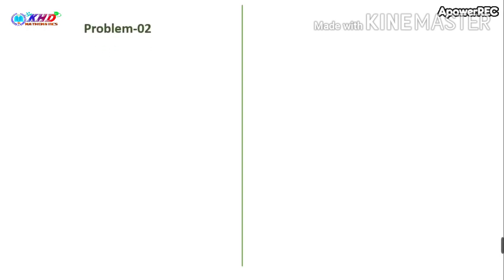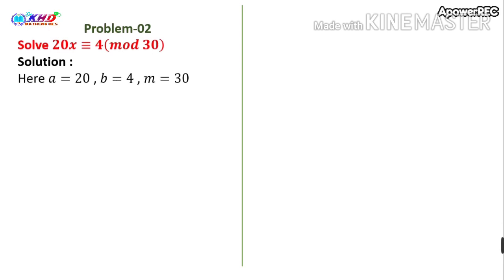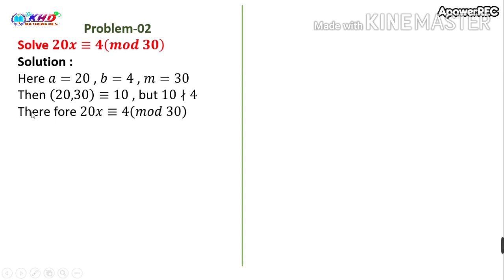Problem number 2. Solve 20x congruent to 4 mod 30. Solution: a value is 20, b value is 4 and m value is 30. Then GCD of 20 and 30 is 10, but 10 does not divide our b value 4. Hence 20x congruent to 4 mod 30 has no solution.